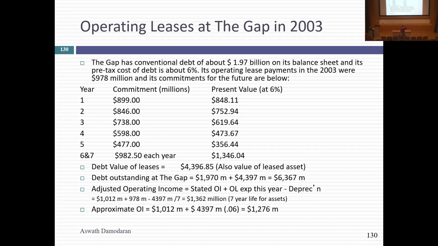You take the contractual commitments you have. So these are not expected lease payments. These are contractual lease commitments for the future, which companies have reported for a long time. You discount them back to the present using the pre-tax cost of debt as a discount rate. Somebody remind me again, why do we use the pre-tax cost of debt to discount those commitments? Why don't we use the after-tax cost of debt?